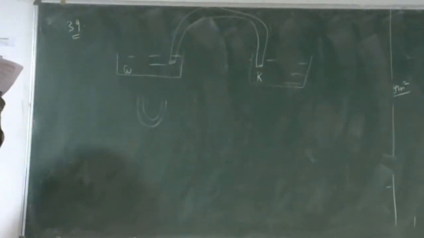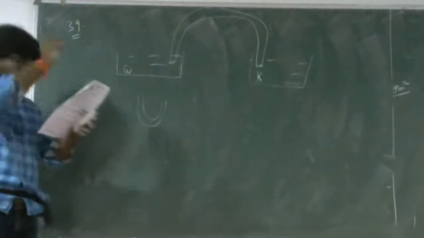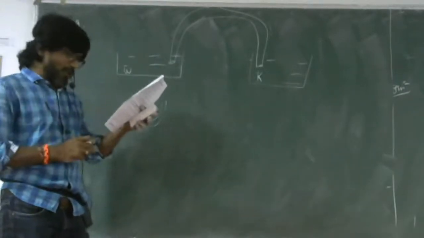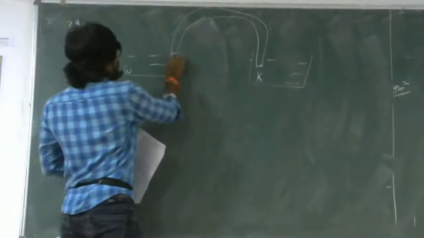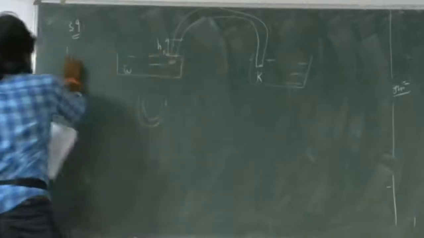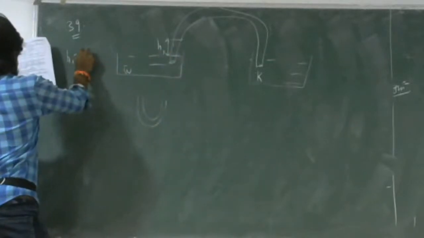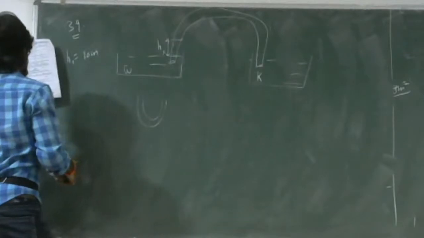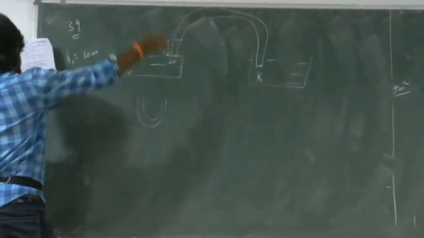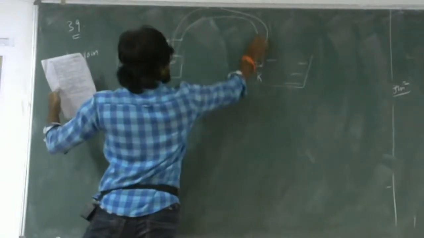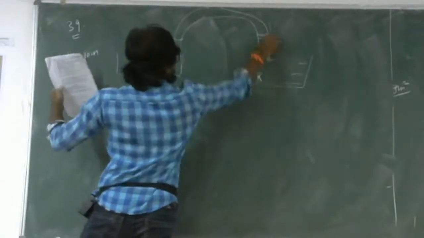Right? Now the question here is, when the inverted U-tube has its limbs in water and kerosene contained in 2 beakers, if water rises to a height, let us say H1, where H1 is equal to 10 centimeter, what height does kerosene rise to here? Let us say it rises to some height H2.